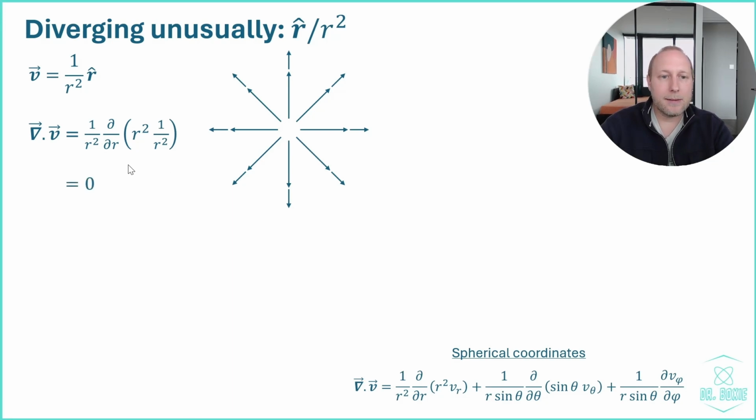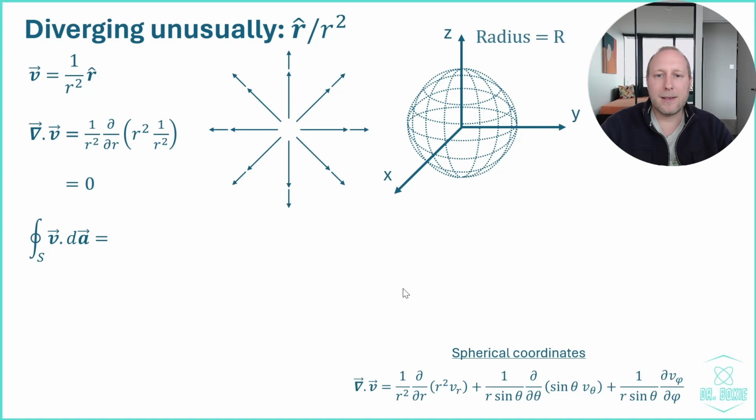And so we find that the divergence of this vector field is 0. So that is already quite unexpected, because again, purely based on visuals, you would expect the divergence to be positive here. But it becomes even more unusual and unexpected when we try to calculate the surface integral of this vector field over the surface of a sphere of radius r centered at the origin.